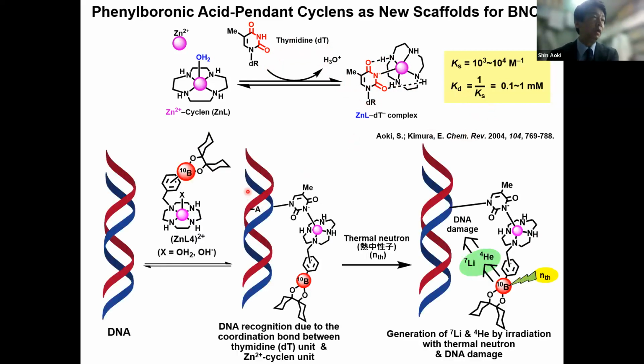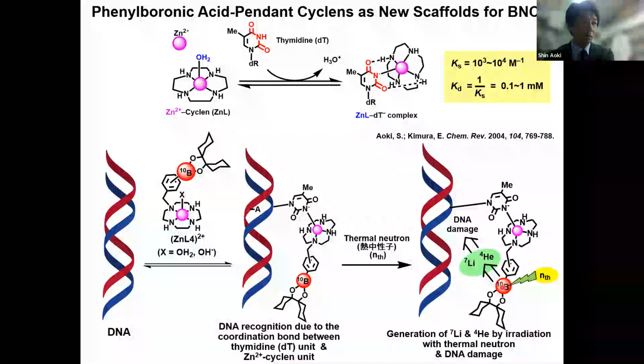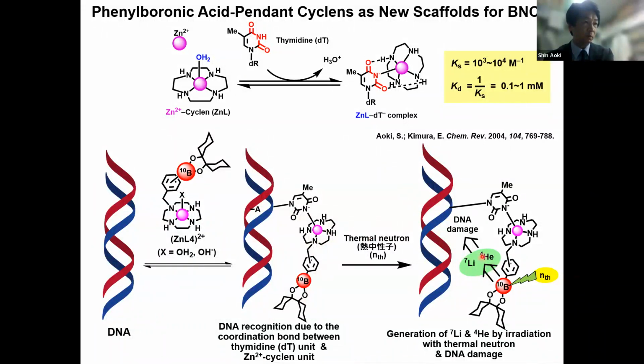and at neutral pH. And our hypothesis was that if we can introduce boron-10 into the zinc cyclen complex, this compound should recognize thymidine in the DNA double helix, and put this boron-10 in a close position to the DNA. And upon addition of some neutron, boron-10 will be decomposed to helium and lithium, which should give serious damage to the DNA. That was our next hypothesis.